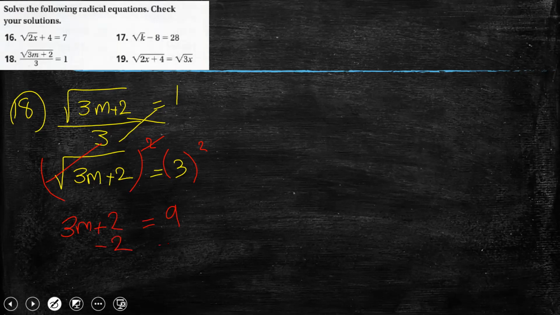Then minus 2, minus 2. So I have 3m equals 7. I want to solve for the variable, so I need to find m. Divide by 3, divide by 3. So m will be 7 over 3.